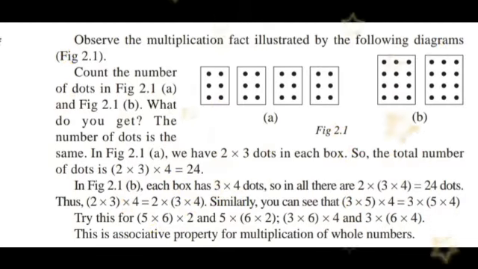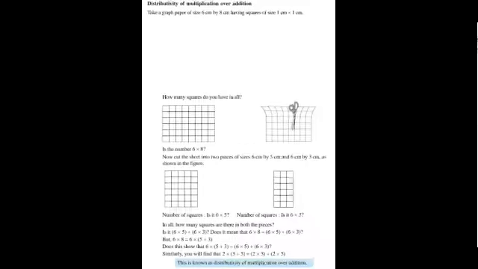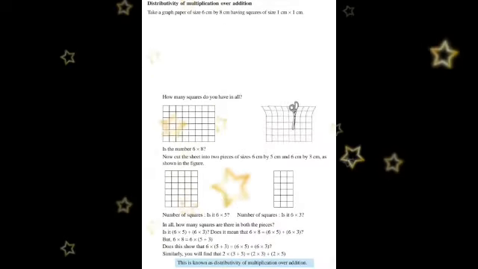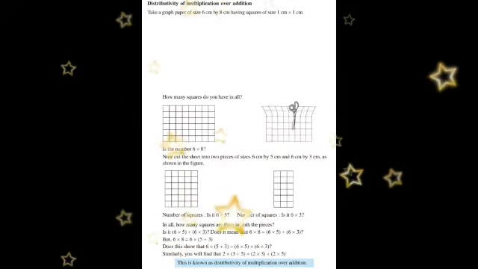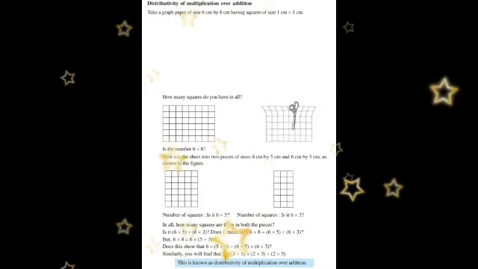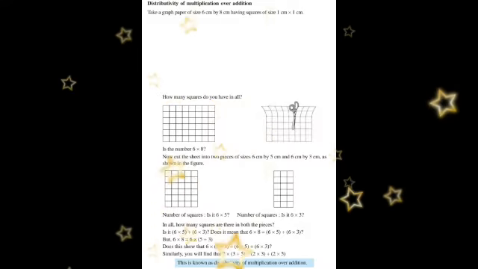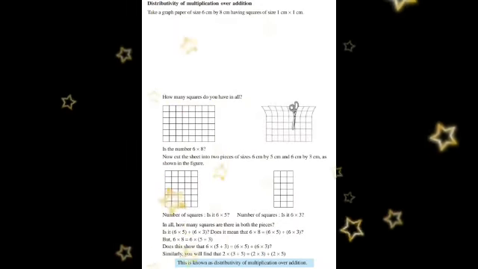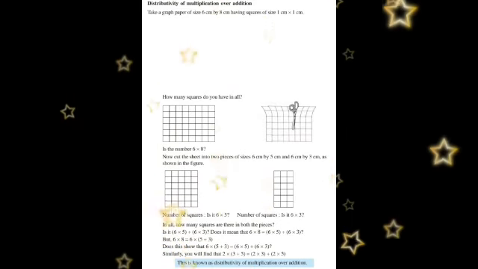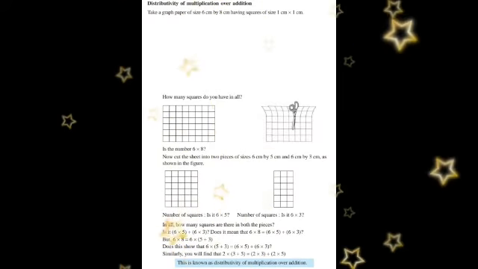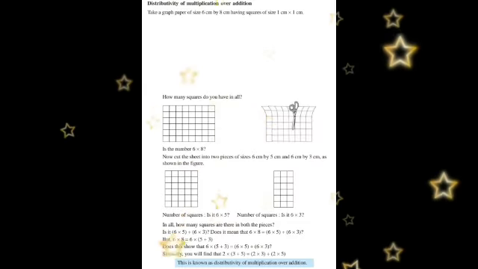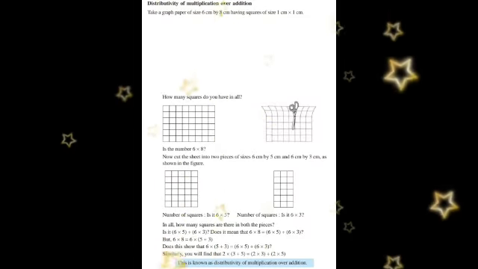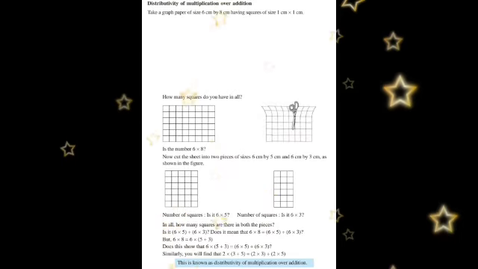The fourth property is distributivity of multiplication over addition. Take a graph paper of size 6 cm by 8 cm having squares of size 1 cm by 1 cm. Observe the screen, children. Is the number of squares 6 into 8?